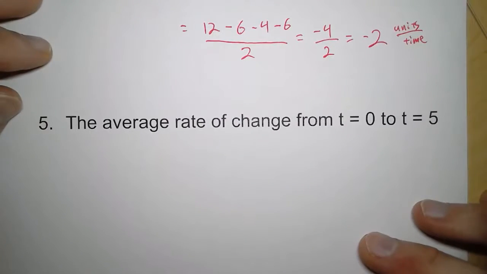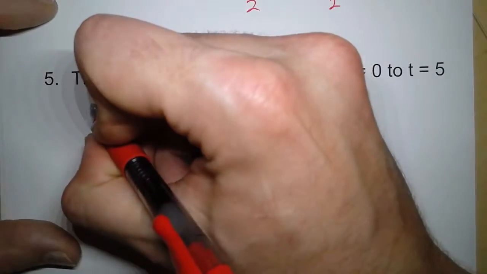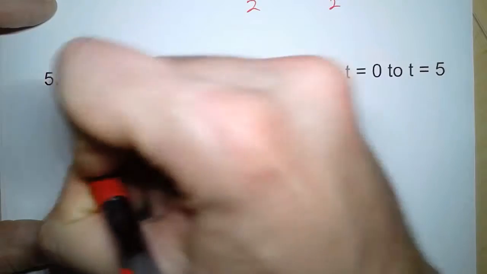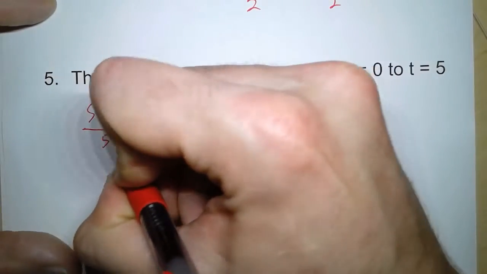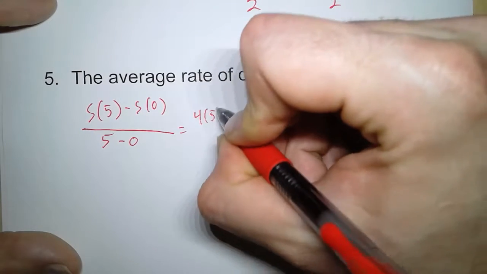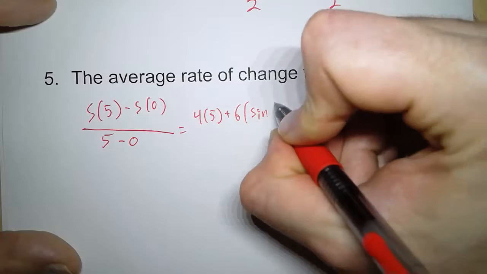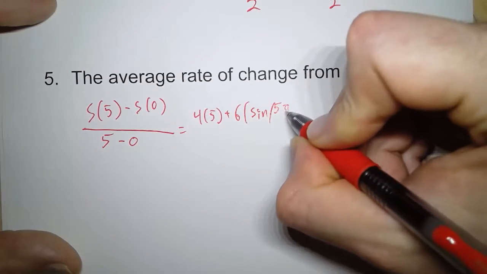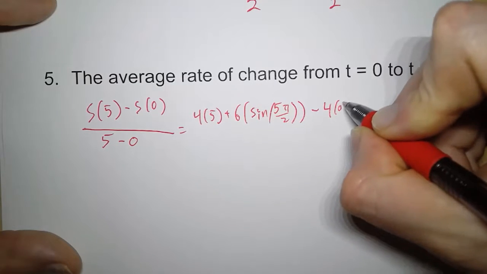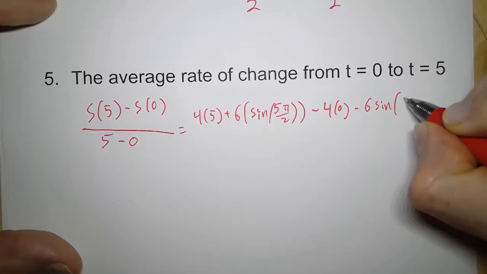All right, so for the next one, we want to find the average rate of change from 0 to 5. So s of 5 minus s of 0, all over 5 minus 0. So 4 times 5 plus 6 times sine of 5 pi over 2, minus 4 times 0 minus 6 sine of 0.